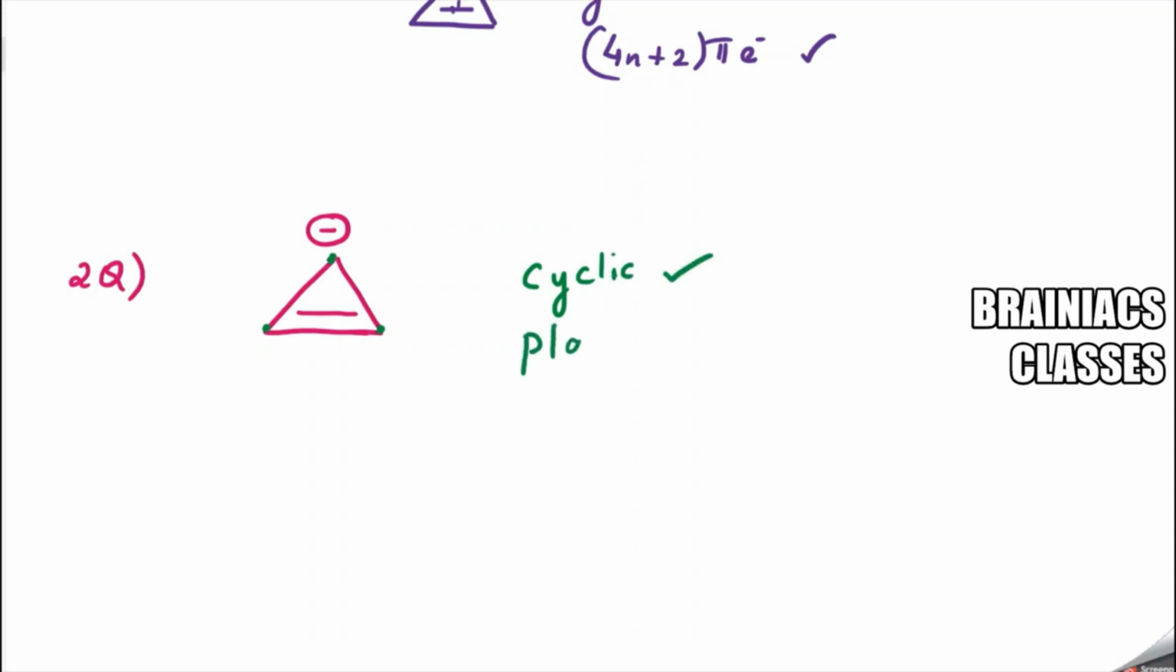Now what is the next condition? Planarity. We will check it. Here also you can see that a minus charge is there, which means one bond is broken and a pair of electrons has come here. So let me draw it for checking the planarity.